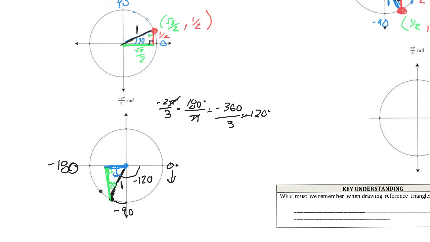Across from the 30 is always the 1/2. But we're going left, so it's negative 1/2. And then across from the 60 is always the square root of 3 over 2. So this point is at, and it's going down, so it's negative. So negative 1/2 in the x direction from the origin, left 1/2, and then down radical 3 over 2. That is the coordinates of this point.